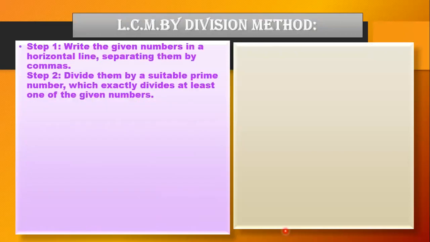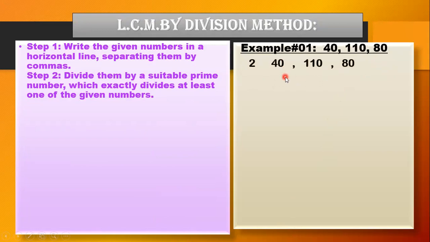LCM by division method. Suppose you have the numbers 40, 110 and 80. So what should we do here first? We have to write the numbers in a horizontal line, separating them by commas. Then divide them by a suitable prime number which exactly divides at least one of the given numbers.